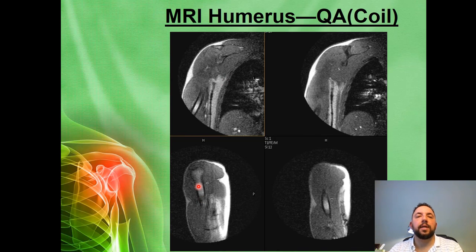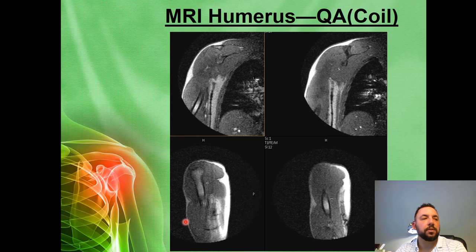So what's wrong with this? As we're evaluating our image quality and how we can make things better, what's wrong with this MRI of the humerus, and what's our QA? I'm going to give you a little hint. This does have to do with the coil itself. So what do we have here? A ton of posterior signal and none anterior.